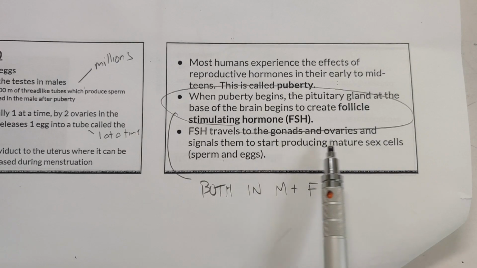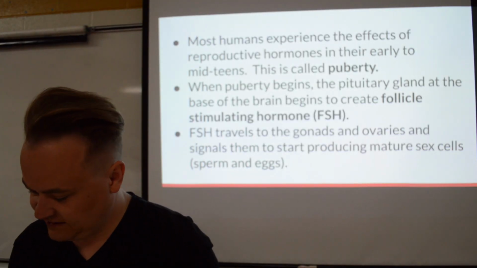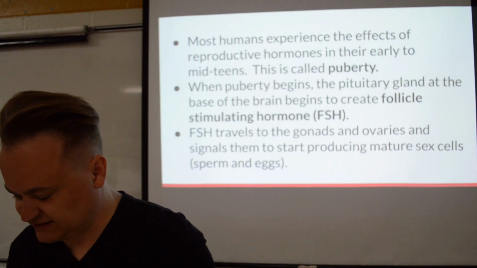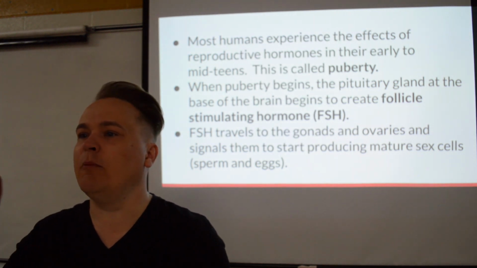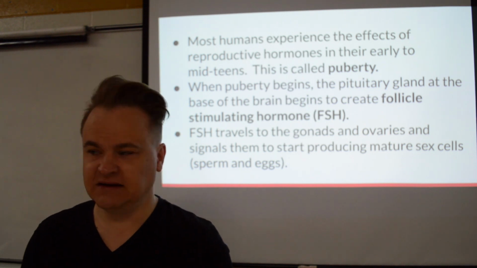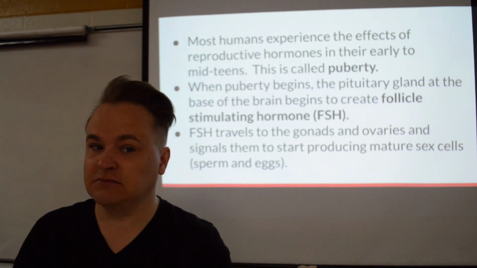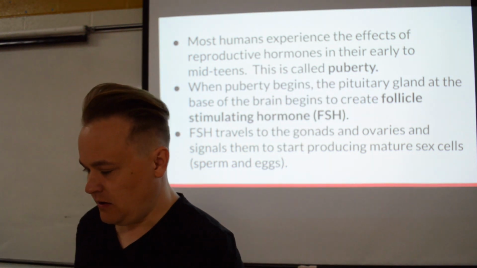Follicle-stimulating hormone travels to the gonads and ovaries. Gonads is just another word for testes or testicles, and ovaries, and signals them to start producing mature sex cells, sperm and eggs. So that hormone gets released. It hits the ovaries, make eggs, hits the testes, make sperm. So that hormone triggers different things in men and women. All right.